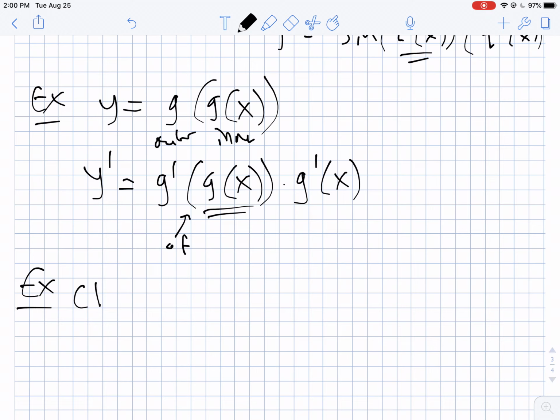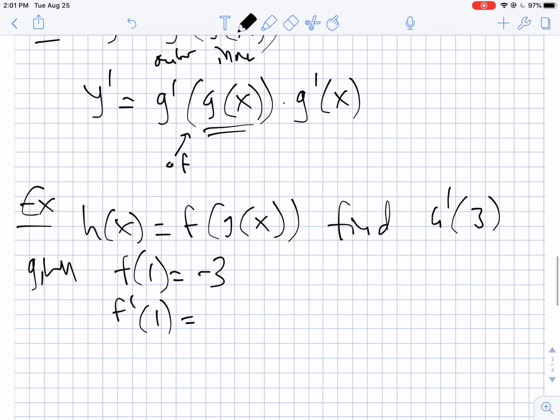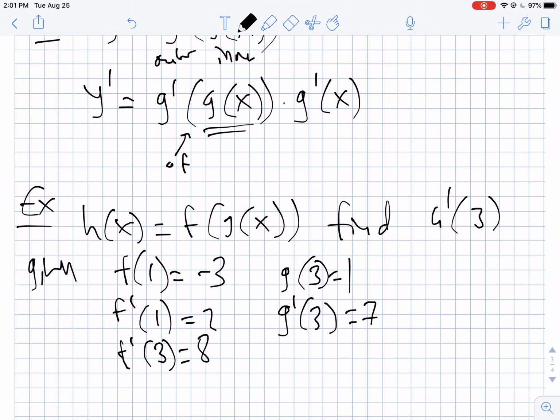The chain rule with f and g. Suppose I tell you that h of x equals f of g of x, and I ask you to find h prime of 3 given the following information. I'm going to give you some values here. f of 1 is negative 3. f prime of 1 is 2. f prime of 3 is 8. g of 3 is 1. g prime of 3 is 7. We're not going to use all these values, but okay.